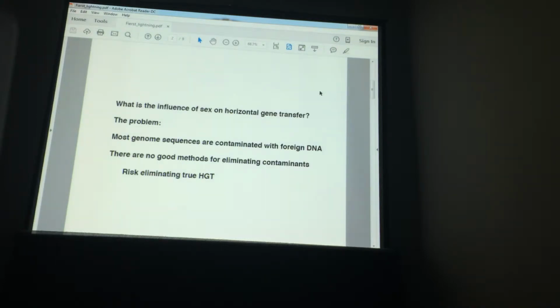One of the major interests of my lab is the influence of sex on horizontal gene transfer. We've been trying to study this in assembled genome sequences, but we found it's really difficult because of the level of contamination in most assembled genomes. First, it's a problem because you can look at contaminants and think that they're true horizontal gene transfer. But there aren't really any good bioinformatic methods for eliminating these contaminants. And the ones that do exist risk getting rid of true horizontal gene transfer, because they're basically looking for everything that looks like a bacteria or a virus, and that's what horizontal gene transfer is.